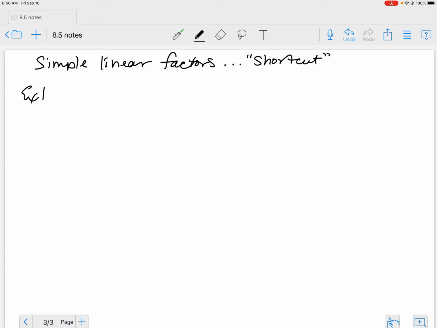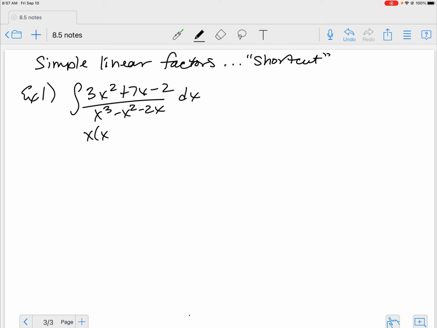So if we were to look at example 1, we were integrating 3x squared plus 7x minus 2 over x cubed minus x squared minus 2x dx. I just want to show you what this would look like. We know, because we've already done it, that this factors to x times x minus 2 and x plus 1.